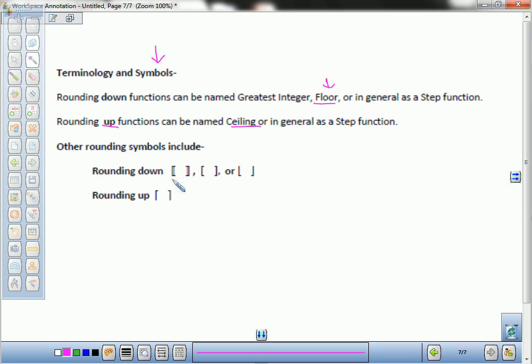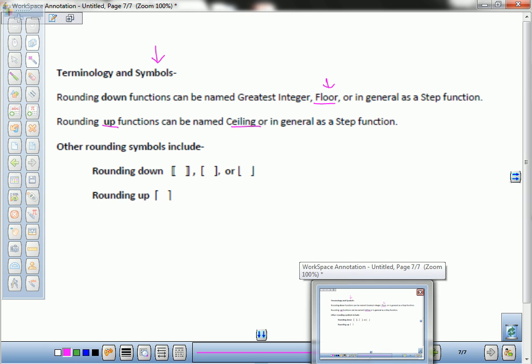Alright, so this is correct though. Our symbols that mean rounding down, double brackets, single brackets, or this floor where it's just at the bottom. Rounding up, our only rounding up is where it's just at the top. Okay? So tonight's homework is practice with the rounding up and down mixed together.